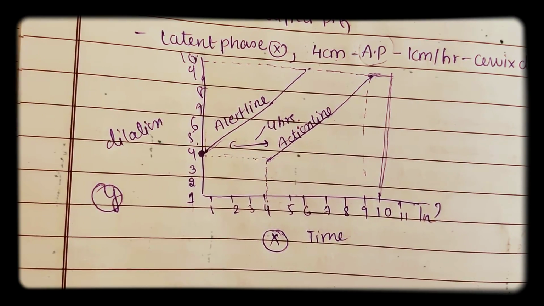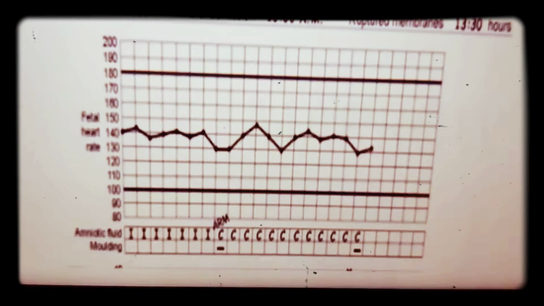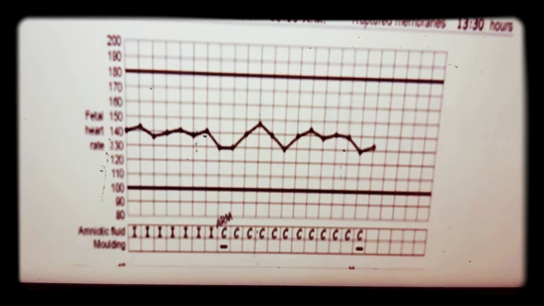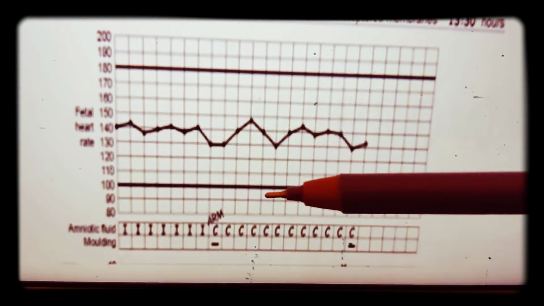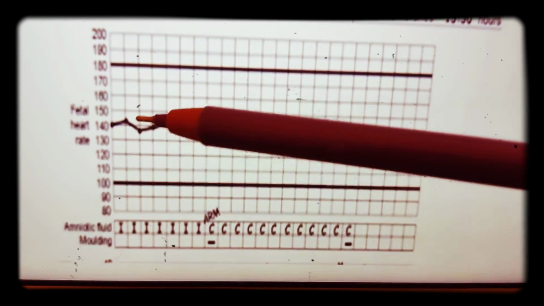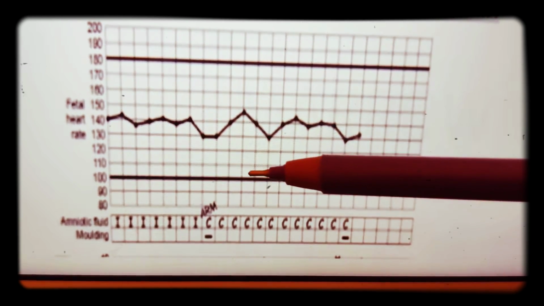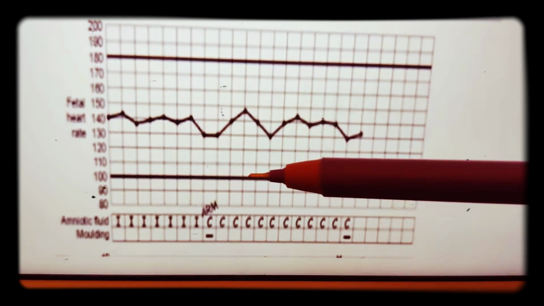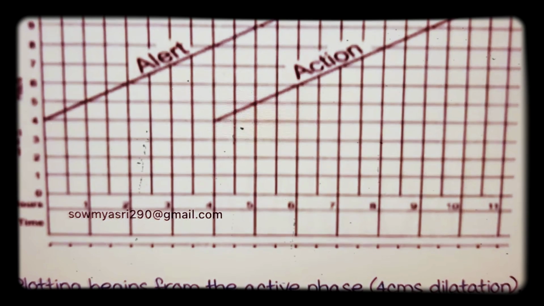If I take some examples, you will understand clearly. So what are the components of the partograph? This is the actual partograph, how it looks. The topmost part mainly shows the fetal heart conditions. You can see this is the fetal heart rate. The middle part shows the cervical dilation with time. This is the middle part of the partograph. This is the bottom part of the partograph, which shows maternal conditions like contractions.